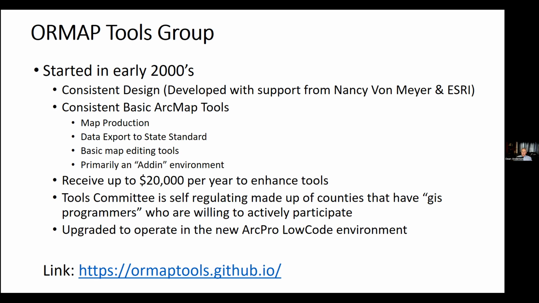As we went farther down the road, we formalized our relationship, and within the rules that the Department of Revenue has for distribution of funds, $20,000 a year comes to the ORMAP Tools Committee, which has recently been expanded a lot, so that we can help counties with this conversion process. The Tools Committee is self-regulating. It's made up of GIS programmers. So if you have a programmer in your county that's willing to work on these projects and share the costs of maintenance development, you're on the committee. And we have a formal process for reviewing and doing projects.